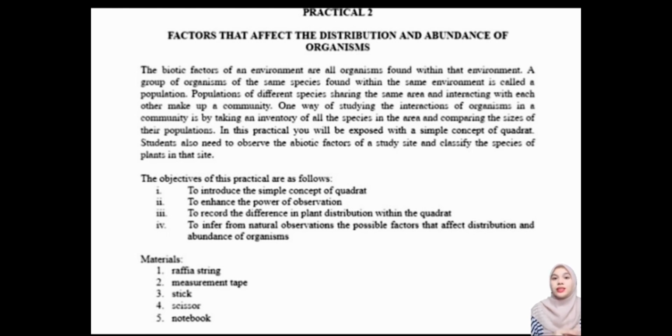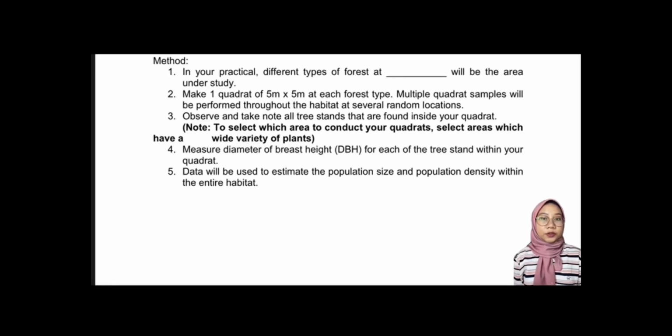The materials that we used to complete the activity of practical 2 are a ruler, measuring tape, sticks, scissors, and a notebook. The first step in the method is selecting the different types of forest; the Eco-Rainbow Wool Bundle will be the area under study.